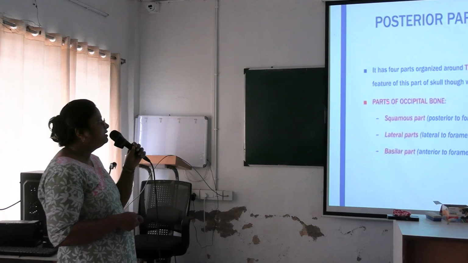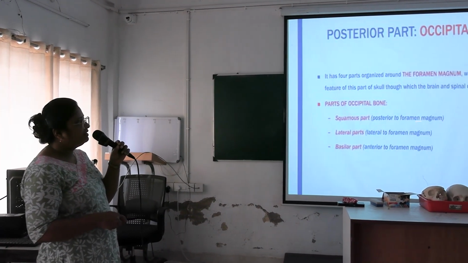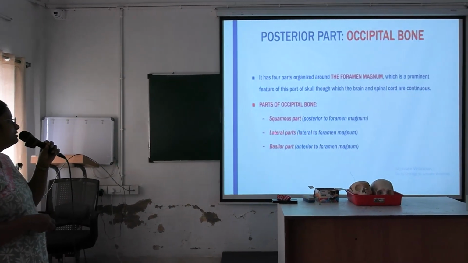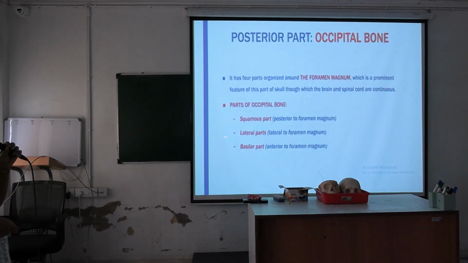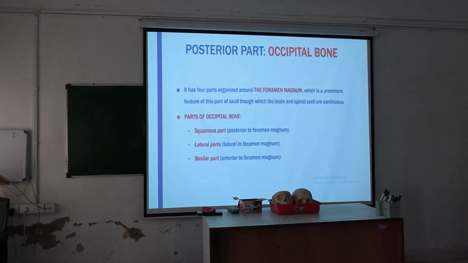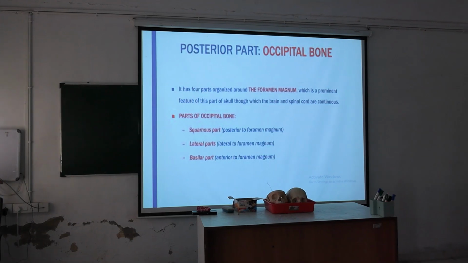So the parts of the occipital bone are these. The squamous part is posterior to the foramen magnum. The lateral parts lie lateral to the foramen magnum, where the occipital condyles are present, and the basilar part lies anterior to the foramen magnum. So one squamous part, one basilar part, and 2 lateral parts. So 4 parts of the occipital bone.